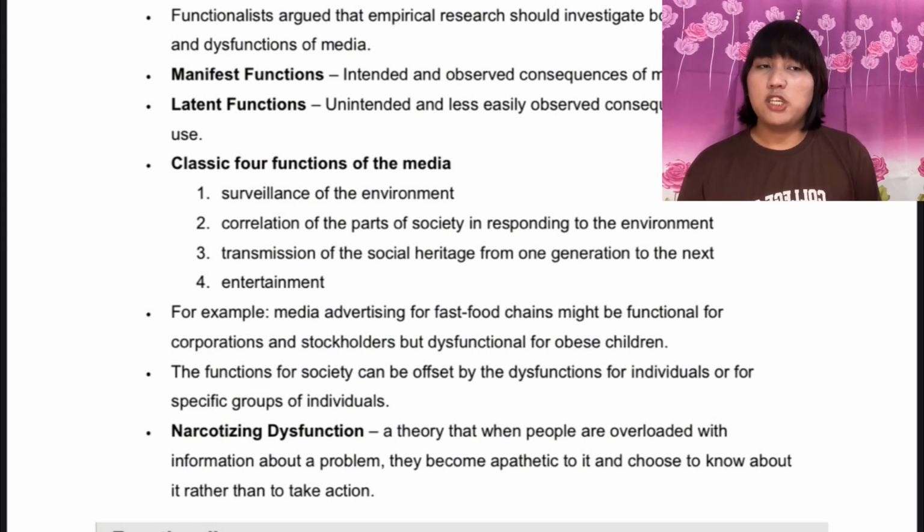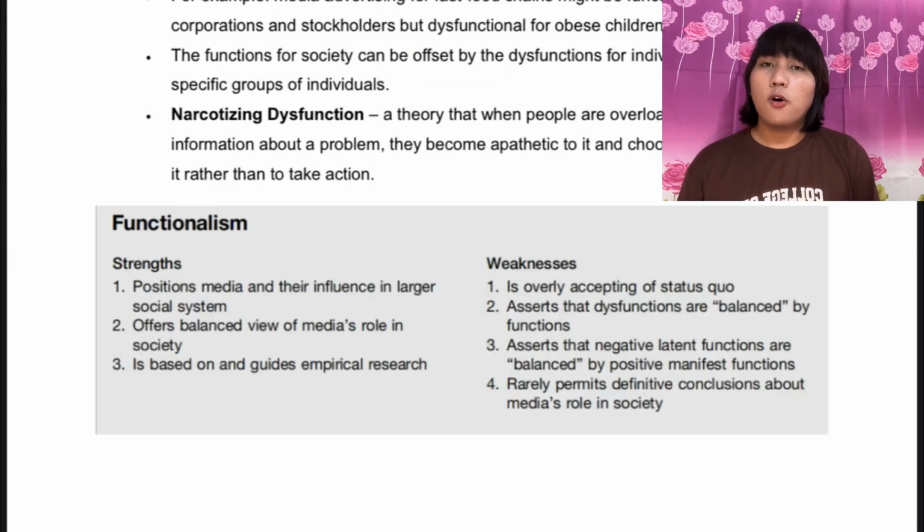Functionalism's main issue is that it often fails to provide definitive conclusions about the functions or dysfunctions of media. One example is the narcotizing dysfunction, a theory that when people are overloaded with information about a problem, they become more apathetic to it and choose to learn about it rather than to take action. So functionalism has its own strengths and weaknesses.